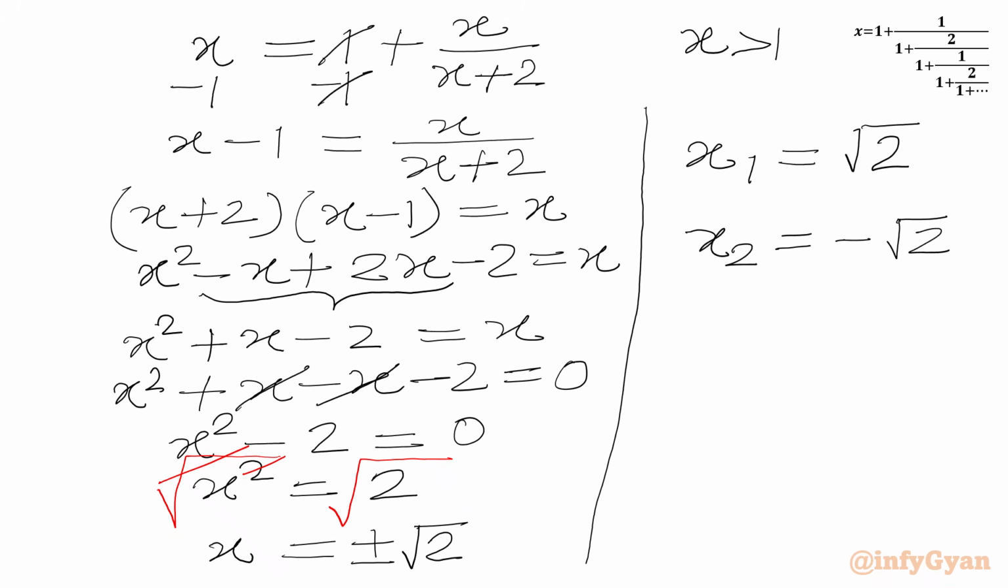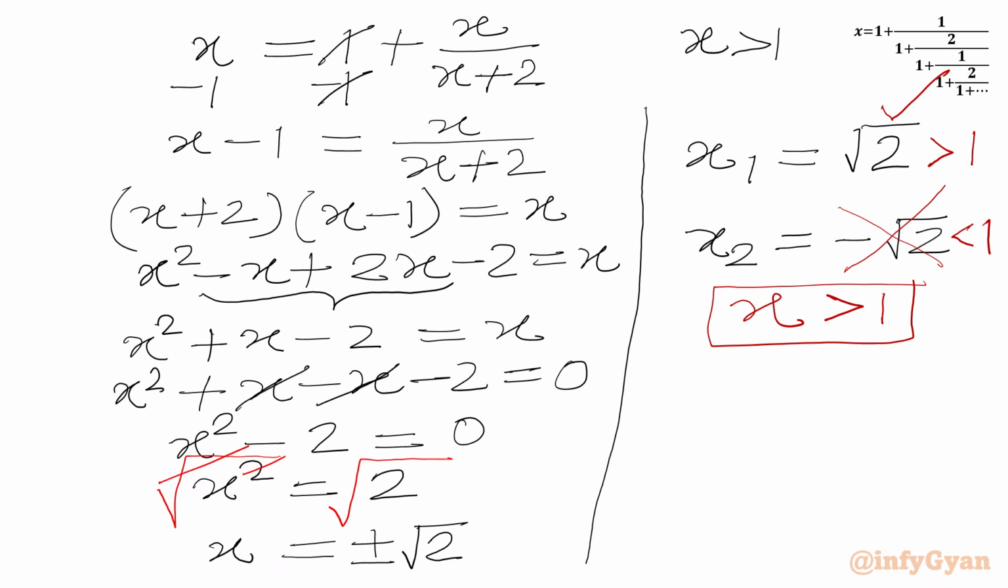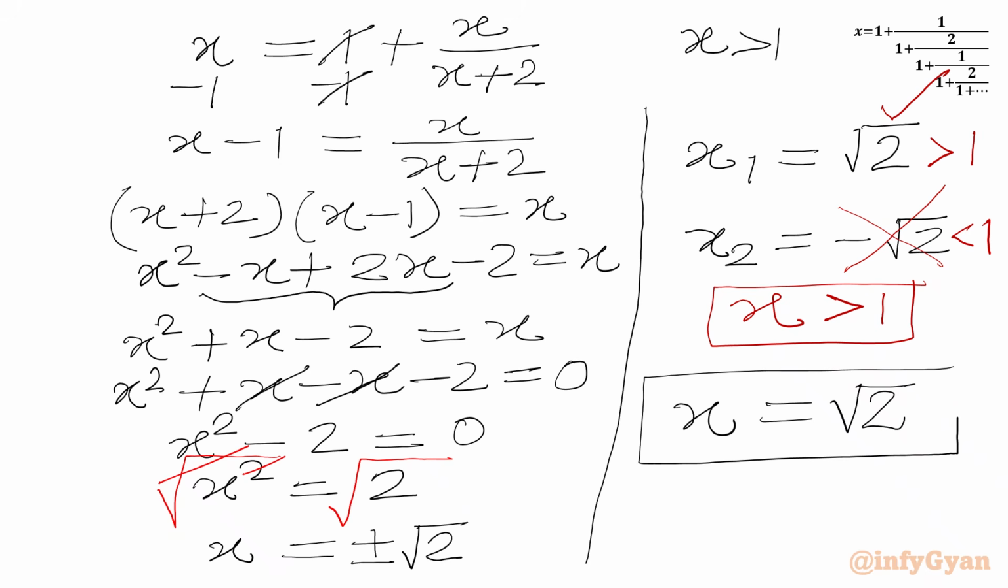So we have to reject the extraneous solution from here, as we have the condition that x should be greater than 1. So minus square root 2 is less than 1 and square root 2 is greater than 1. So we are going to accept plus square root 2 and we are going to reject minus square root 2. So I can write our final answer, or the value of x will be equal to square root of 2.